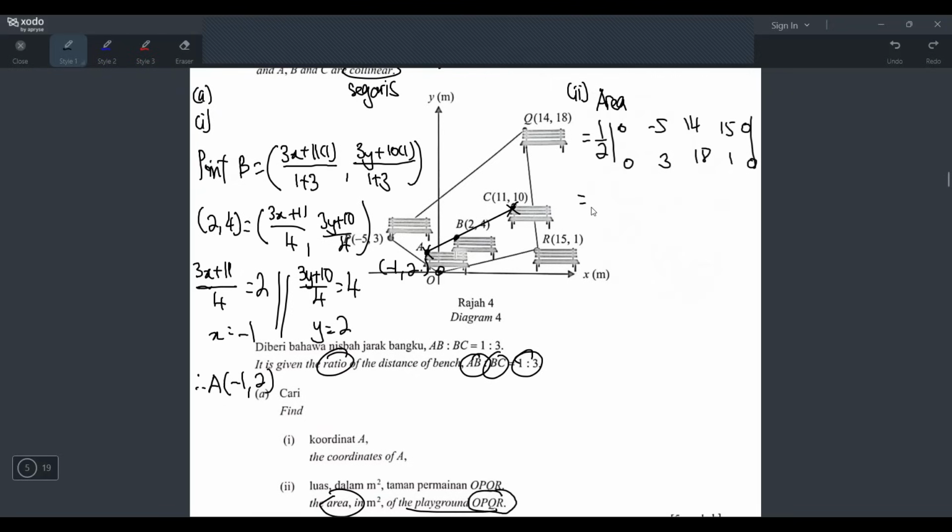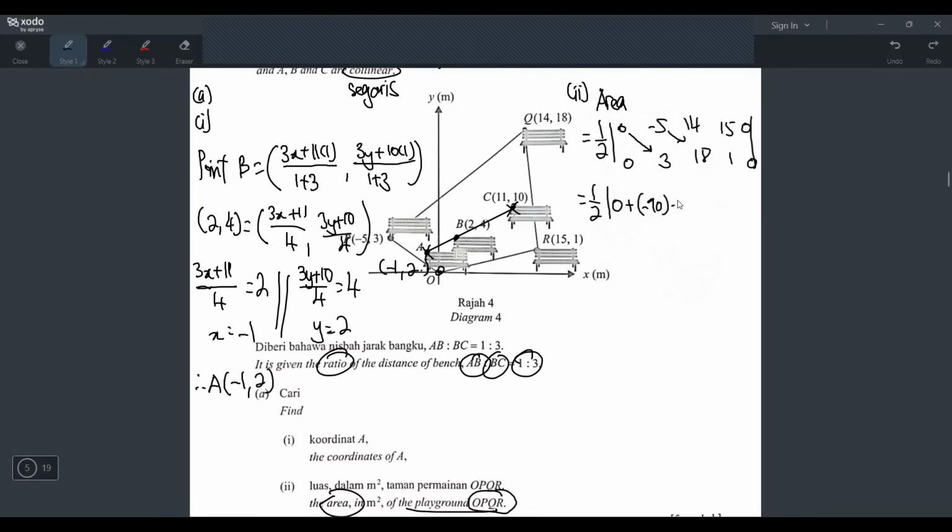Okay. Alright, let's continue. 1/2 modulus. How to continue from here? You have to cross multiply. And when I say cross multiply, you have to start from the top. So what is the top number? 0, and you cross multiply, means you multiply like this. So what is 0 times 3? 0. And then write the plus. Negative 5 times 18. Use calculator. 18 times 5, so I get 90. So just write negative 90. Okay.